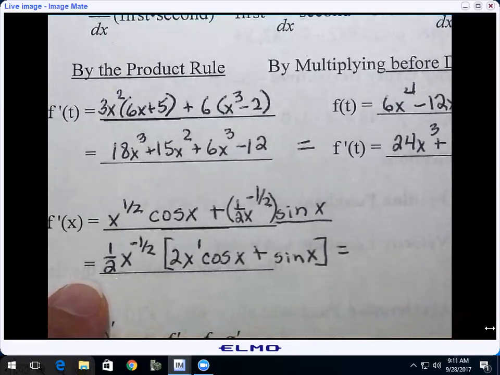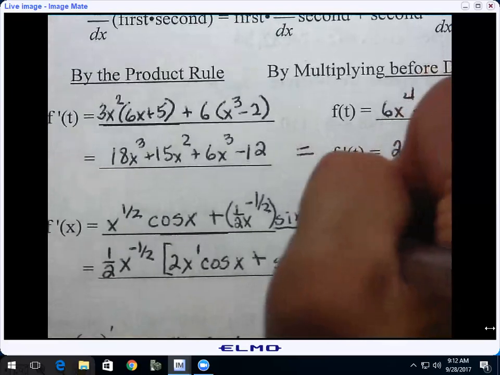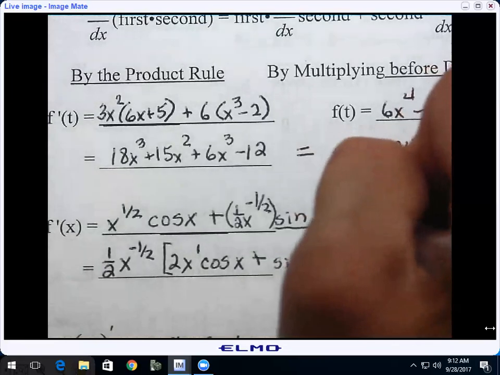Since I factored out an x with a negative exponent, what could I do with it? Bring it to the denominator. And a 1/2 out front, multiplying by 1/2 is the same as dividing by 2. So I can put that 2 in the denominator with x to the positive 1/2, or either one's okay.